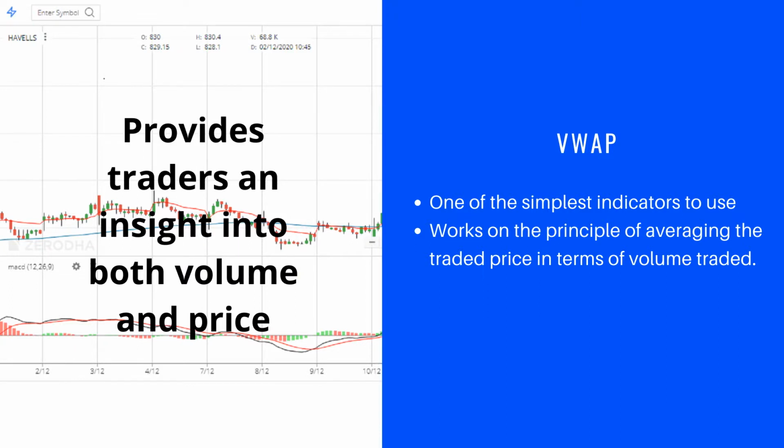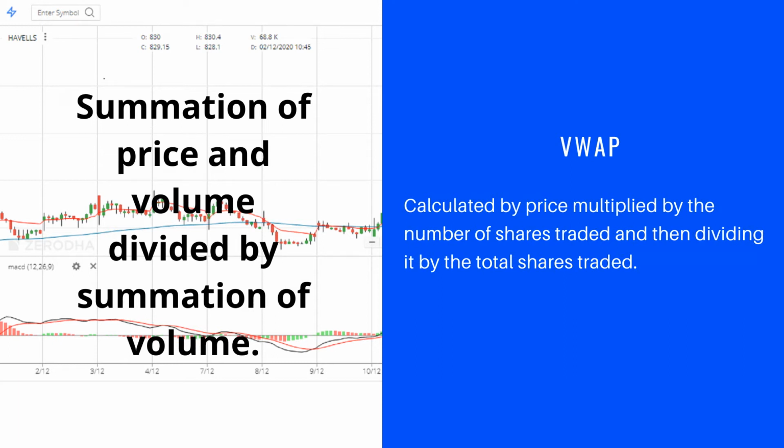VWAP is one of the simplest indicators to use. It works on the principle of averaging the traded price in terms of volume traded, and it is important because it provides traders an insight into both the volume and the price. So now VWAP is calculated by price multiplied by number of shares traded and then dividing it by total shares traded, or you can say it is summation of price and volume divided by summation of volume.